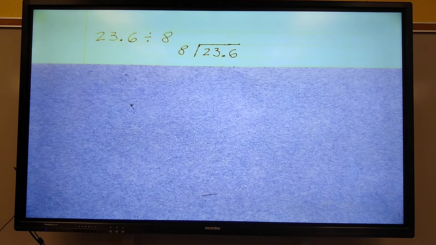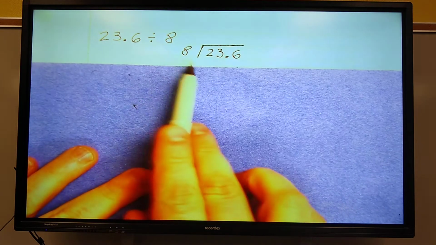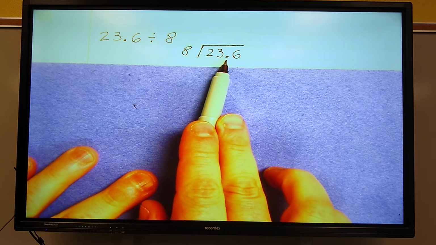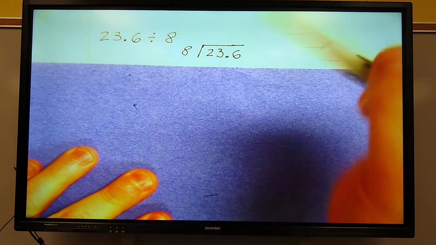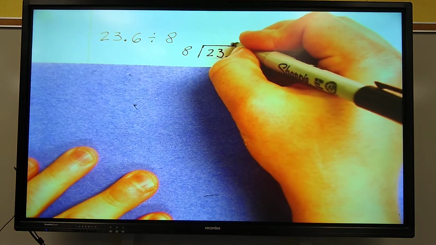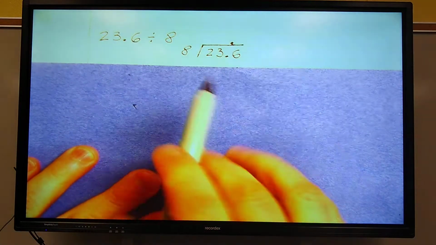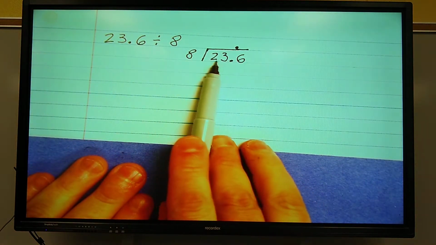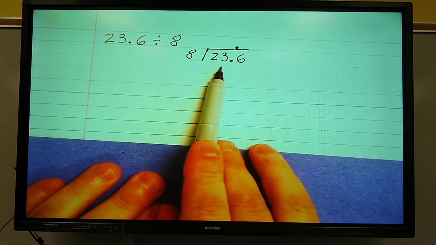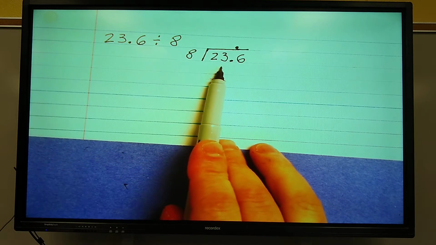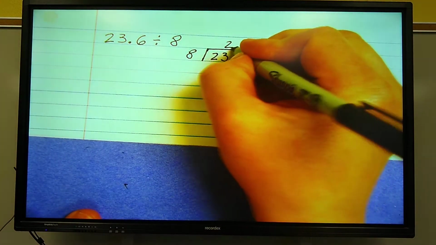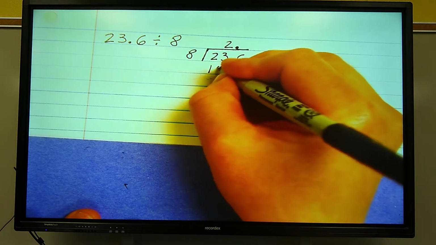All right, let's see how bad you did. There's no decimal here in the divisor, so I'll leave that decimal right there where it's supposed to be. And this is where my decimal will be in my answer. Now I just simply divide this problem. Can 8 go into 2? No. Can 8 go into 23? Yes. How many times? 2 times. 2 above the 3. 2 times 8 is 16.